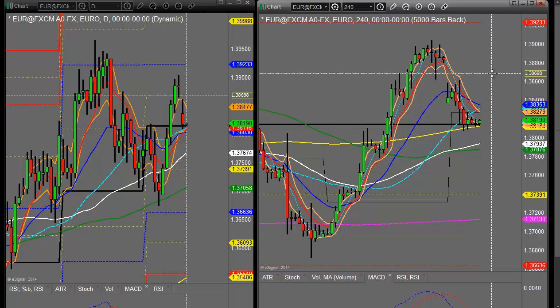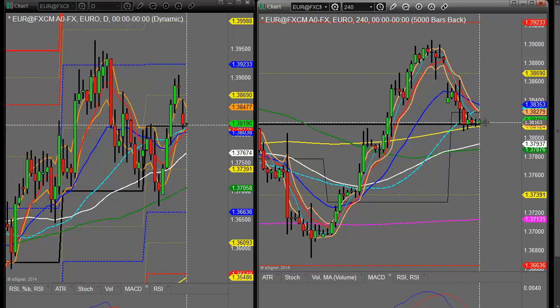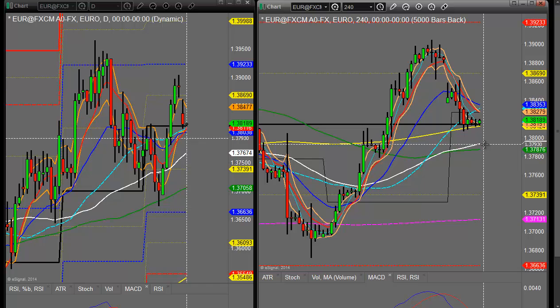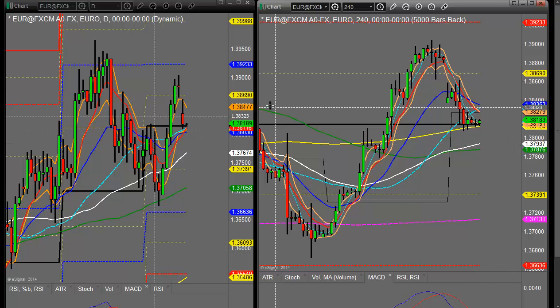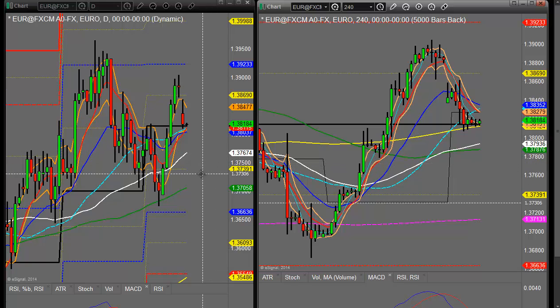To the downside, in terms of support, we've got the 4 hourly 50 MA, which is the obvious target. If it does continue in this sort of bearish looking pattern here, we're in a bit of a bear flag at the moment. If it was to break the lows, we could see that 50 MA as an easy target to the downside, which is the next level of support. Okay, that's euro dollar.